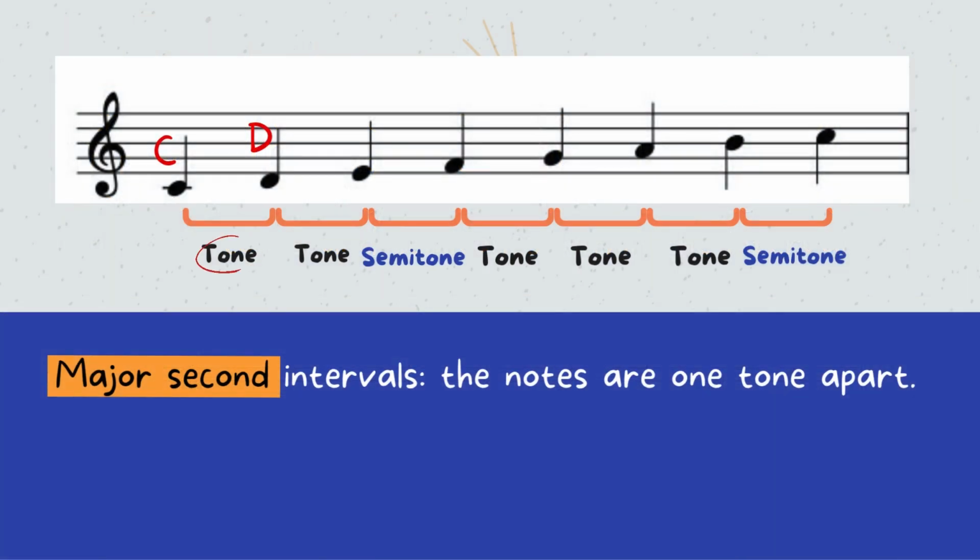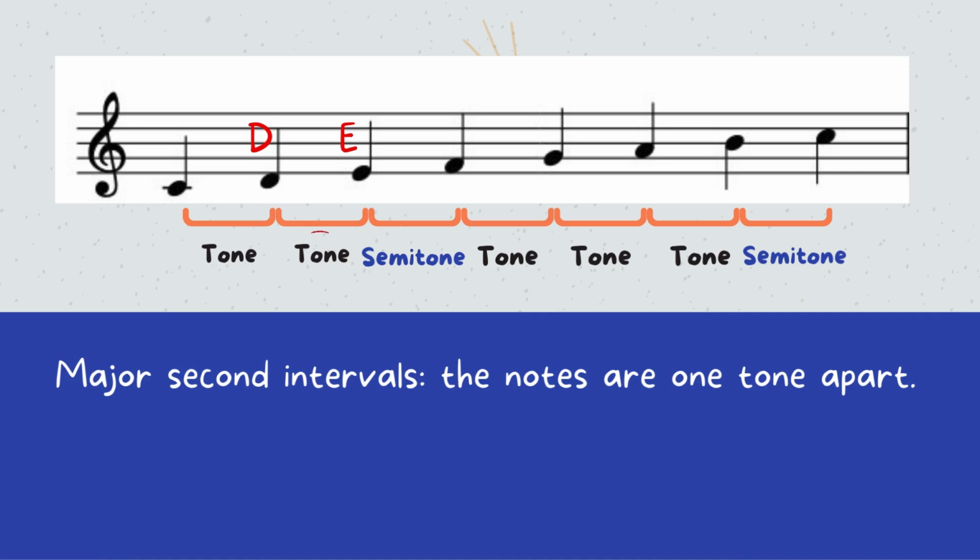Major second intervals. The notes are one tone apart. For example, the interval between C and D. The interval between D and E is also a second major interval. And the same for the interval between F and G. It is a second major interval.